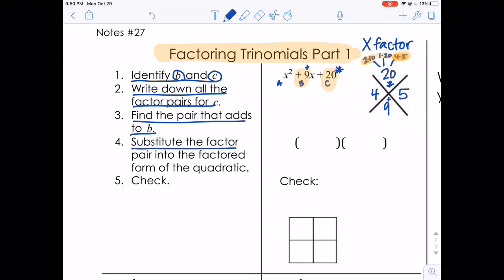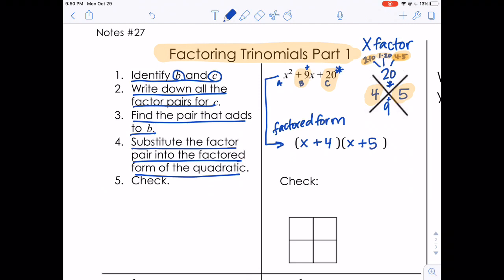So I'm going to substitute the factor pair into the factored form of the quadratic. This here is going to change into this form. This is called the factored form. And the factored form has two factors. It has x, and then we're going to put in the two factors that we just found, the 4 and the 5. So we're going to have x plus 4, x plus 5. What we're saying here is that this equation right here is the exact same as this equation here, just written in a different way.